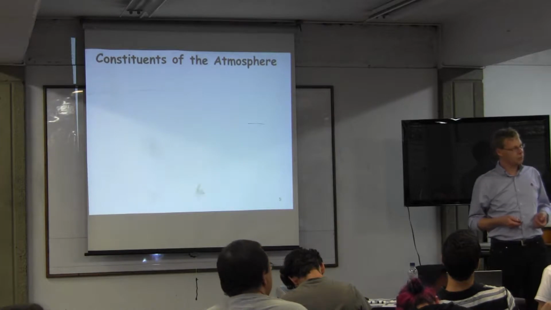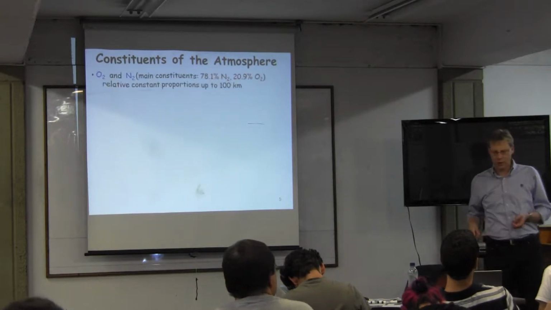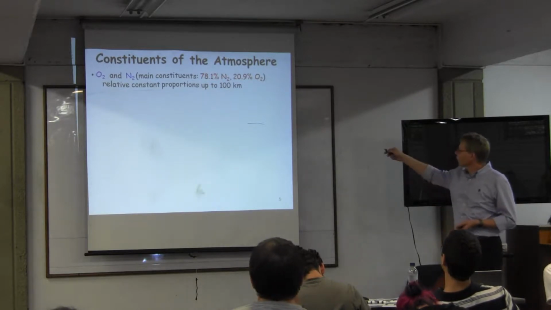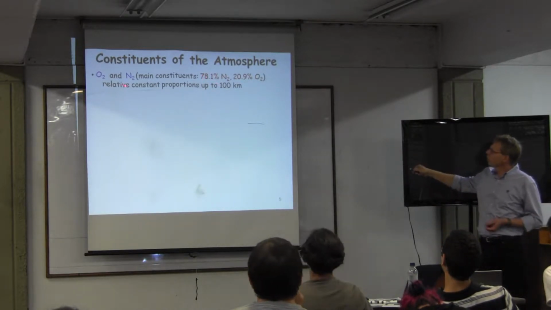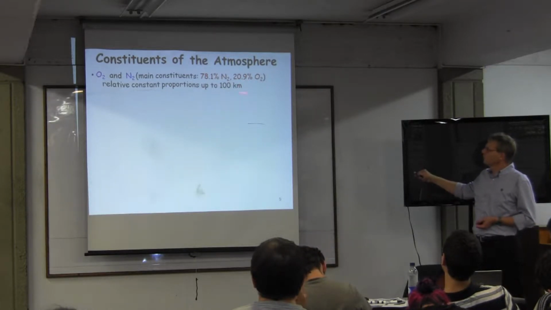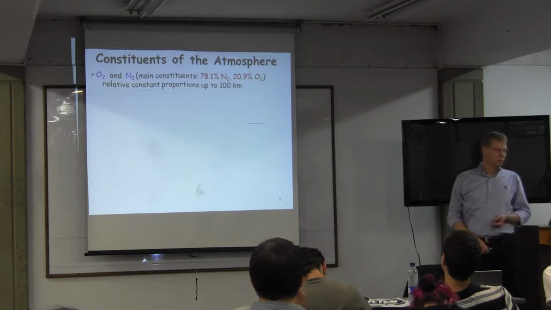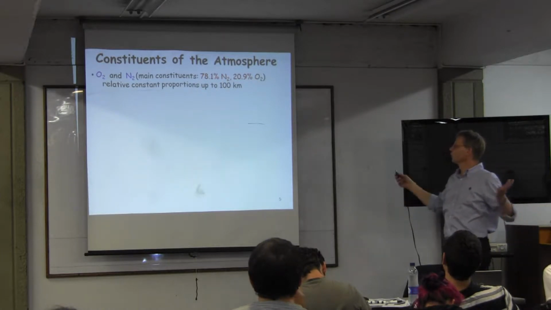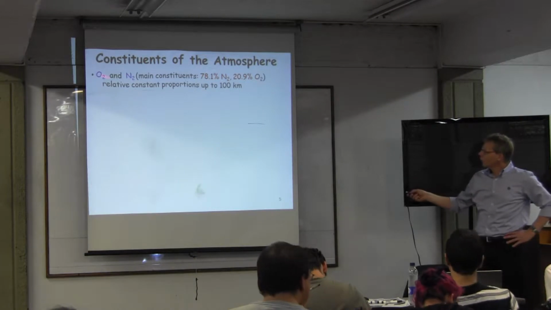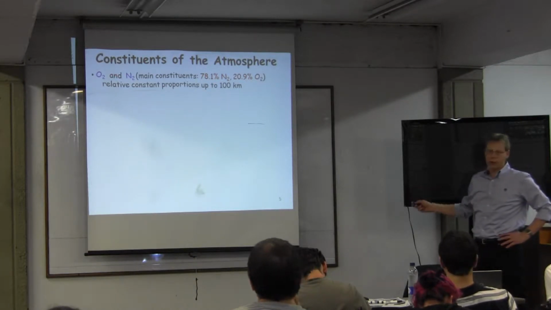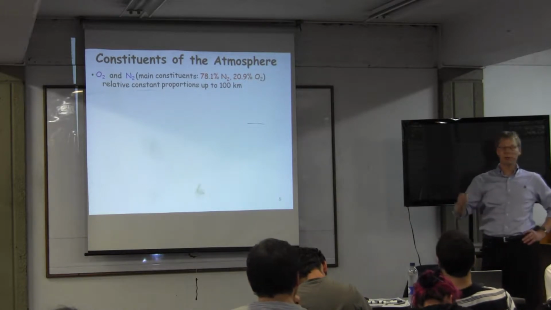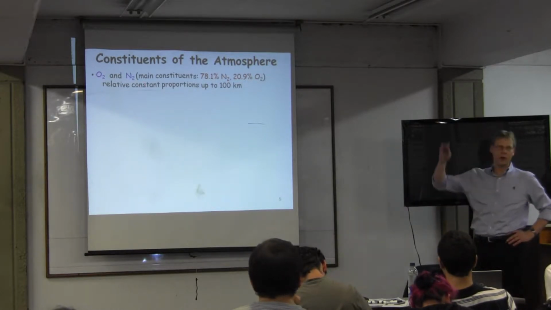Yeah, 80. It's close, right? So 78% nitrogen, 21%, let's say, oxygen. So that gives us 99%. 99% of the atmosphere is nitrogen and oxygen. And it's actually a relatively constant ratio, up to 100 kilometers. So it doesn't matter if you take a balloon, you measure, you will always find this ratio up to very high altitude.